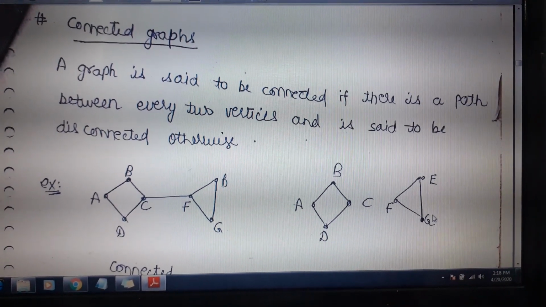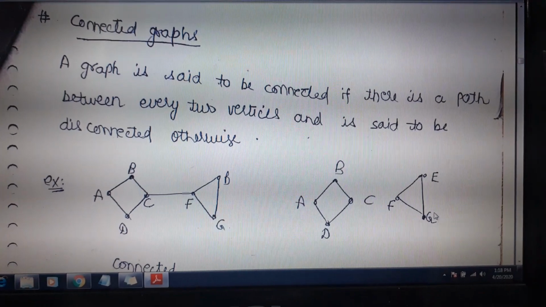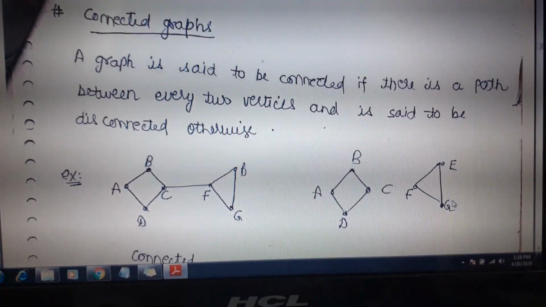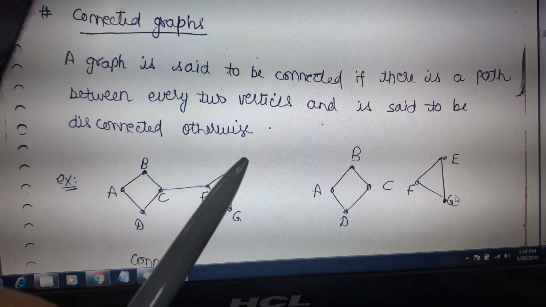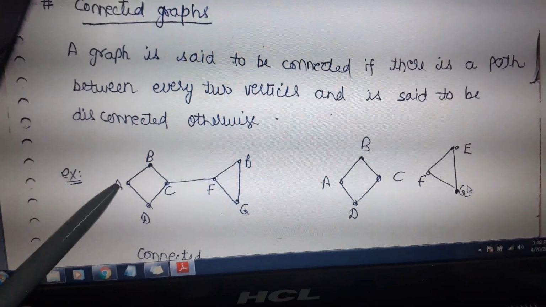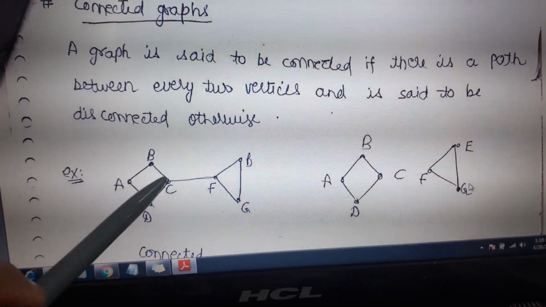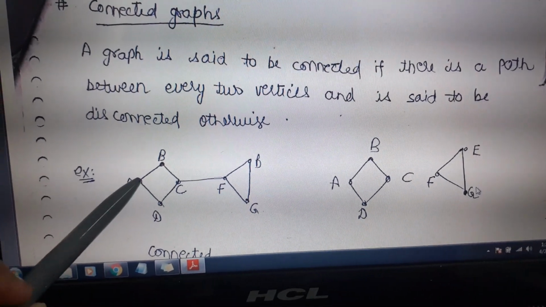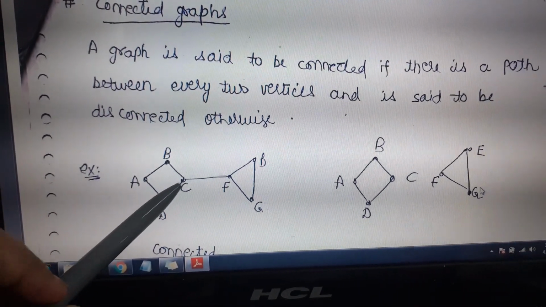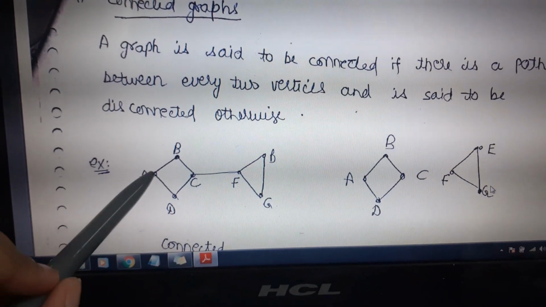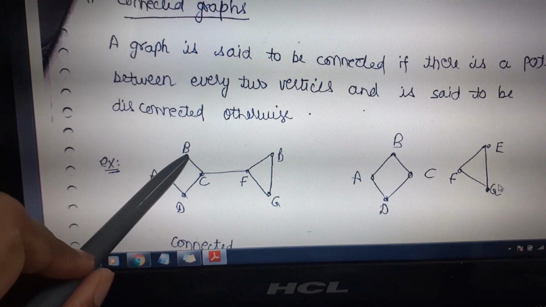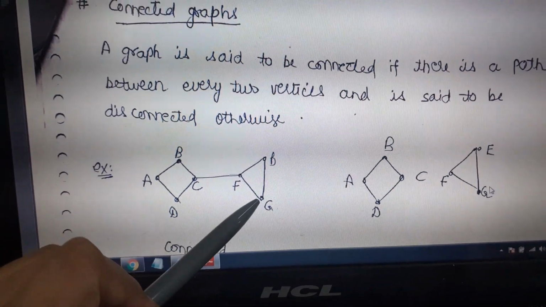Hello everyone. Next topic is connected graph. Suppose you are given this graph G. Now this graph is connected because if you choose any two vertices, like if you choose A and C, there is a way from A to C. If you choose A and G, then again you have a way or a path from A to G.